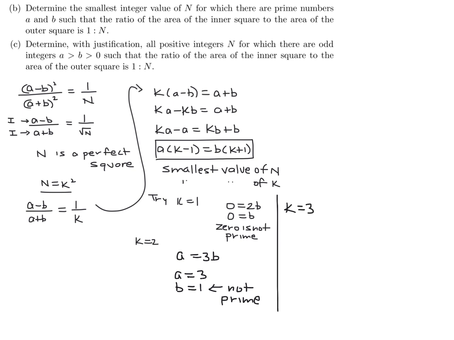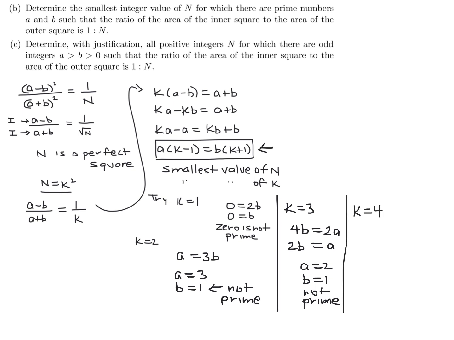If k equals 3, this equation here now becomes 4b is equal to 2a. So that means a is equal to 2b. Well, if we have a equal to 2, again, b would be 1, and that falls apart because 1 is not prime. Okay, we'll get there. I think we're pretty close. k equals 4, let's see.